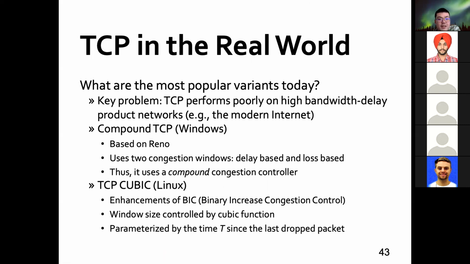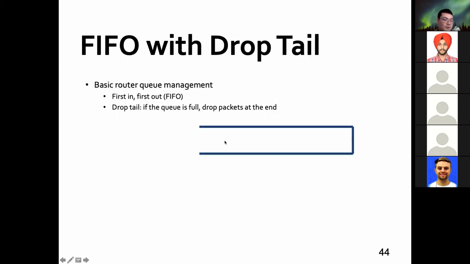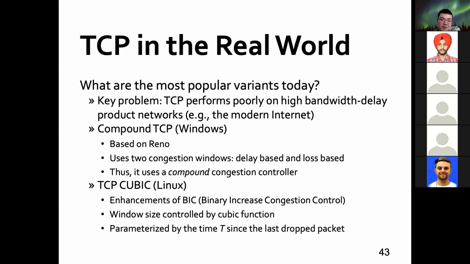Next is TCP in the real world. You need to know that these are early versions. For Windows, we have Compound TCP, where we use latency as a delay-based signal, besides the loss-based one. And in Linux, we have TCP CUBIC. Keep in mind, you need to memorize this. Let's say we ask you a question, for example, on Linux we are using Compound TCP. If it's a true or false question, you should say false. In Linux we are using TCP CUBIC. And we may ask the question the other way around also.